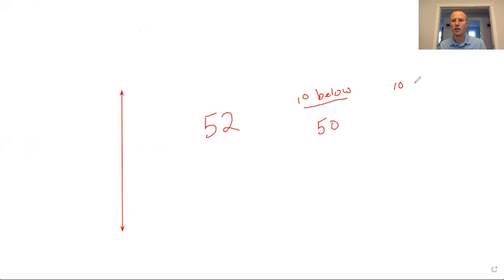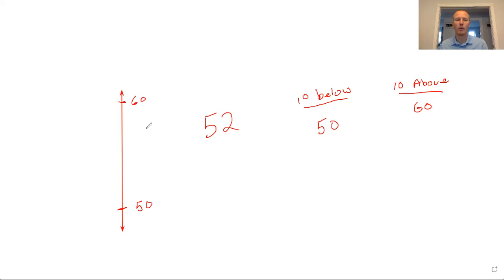And the 10 above, or the next 10, is 60. So you could think about it this way: if I started counting down at 52, what's the next 10 I hit? It's 50. If I start at 52 and I count up, what is the next 10 I hit? It's 60. And we'll mark those here on our number line, 50 and 60.